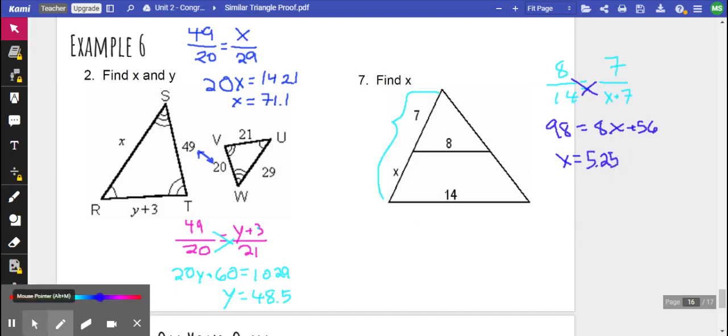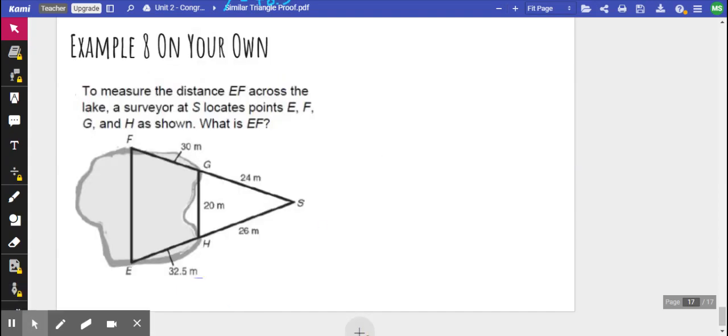This now brings us to our final problem of this video lesson, an application problem. We're trying to find the measure of the distance across this lake, which is the distance EF here, and we are located, the surveyor, at point S. A surveyor looks at the distances across land and elevation changes to create maps and for many other uses in the world. We want to use the same kind of proportions here because we can assume similarity in this particular case.